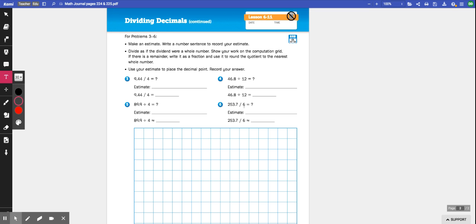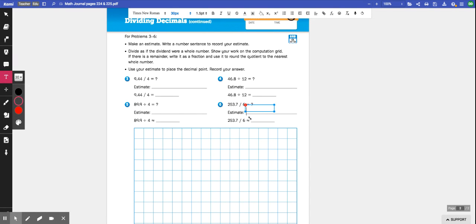So when I look at this, I want to think, what are some multiples of 6 that are going to help me divide that are pretty close to 253 and 7 tenths? So I know my multiples of 6 are 6, 12, 18, 24, 30, and so forth. So I'm going to use 240 as my estimate, and 240 divided by 6 equals 40. Again, my estimate is going to be 40, and now I'm going to divide.